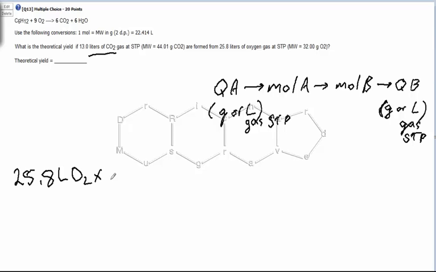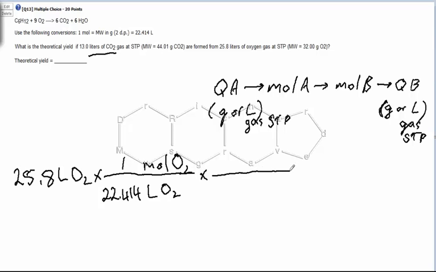Alright, so we've got 25.8 litres of O2. Down here we'll have litres of O2 to cancel that one. We're going to go to moles of O2 first. The relationship between moles of O2 and litres of O2: 1 mole of O2 is 22.414 litres of O2. Times, and then a line. Moles of O2 goes on the bottom to cancel out the moles of O2 up here. We've got moles of CO2 on top because that's what we're looking for.